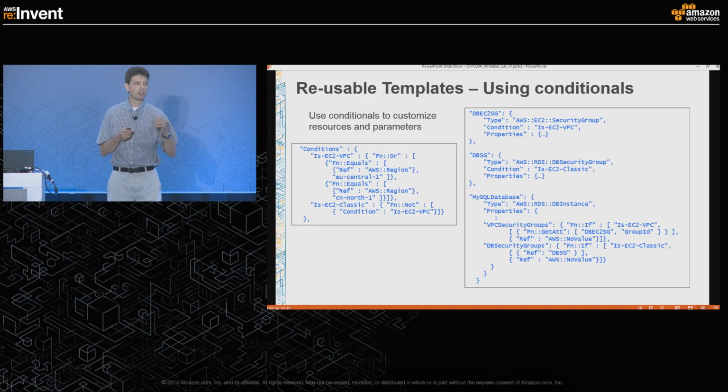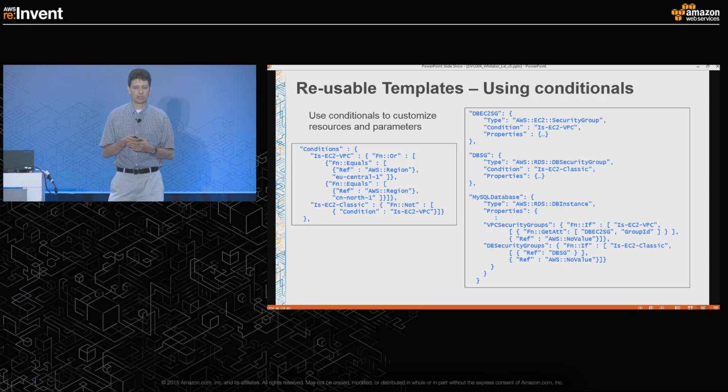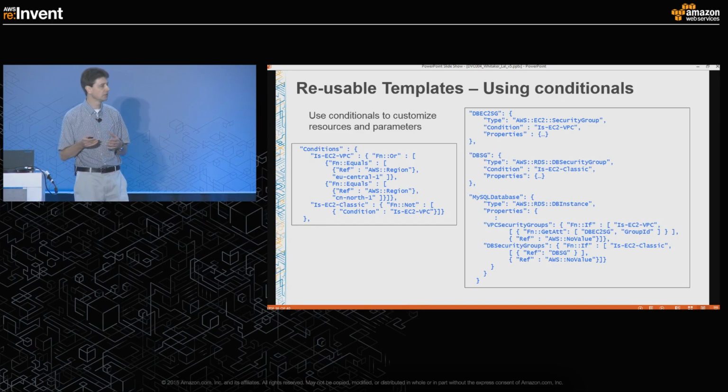If that condition evaluates to true, we'll create that resource. If that expression evaluates to false, we won't create that resource. We'll just skip it. So in this case, if it's a VPC region, I'm creating an EC2 security group. If it's a classic region, I'm creating a DB security group. Then I need to be able to select, when I'm creating the instance, which particular security group I actually want, and they're actually passed in as different properties.